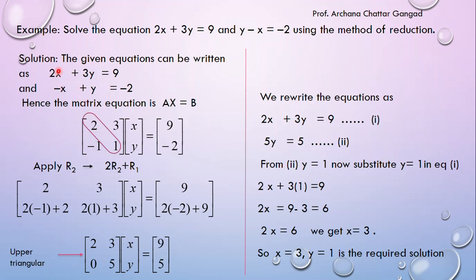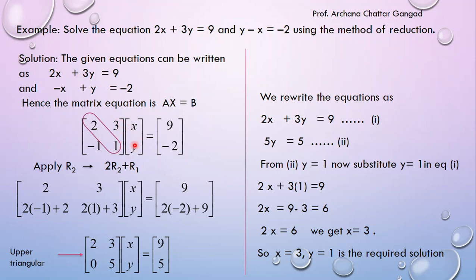What are the coefficient of X variable here? X variable is 2. In second equation it is minus 1. So in the first column the entries are 2 and minus 1. Now in the second column, what are the coefficient of y variable? So observe the first equation, coefficient of y is 3. In second equation, coefficient of y is 1. So in the second column, the entries are 3, 1.